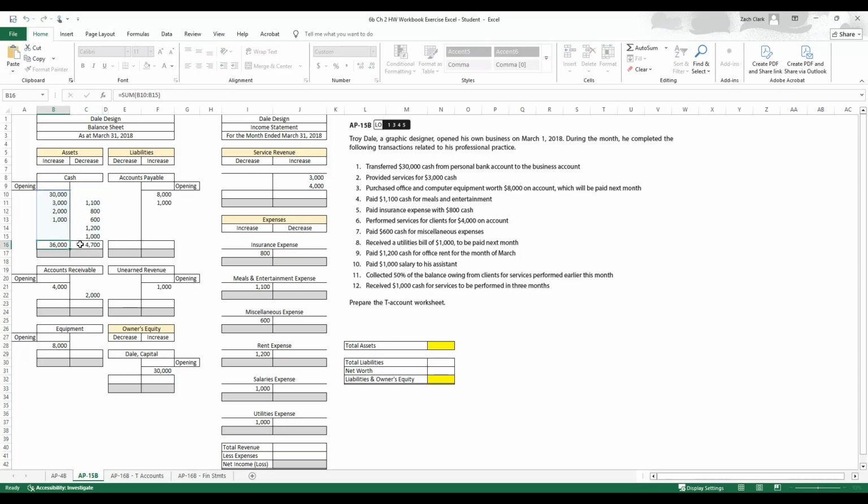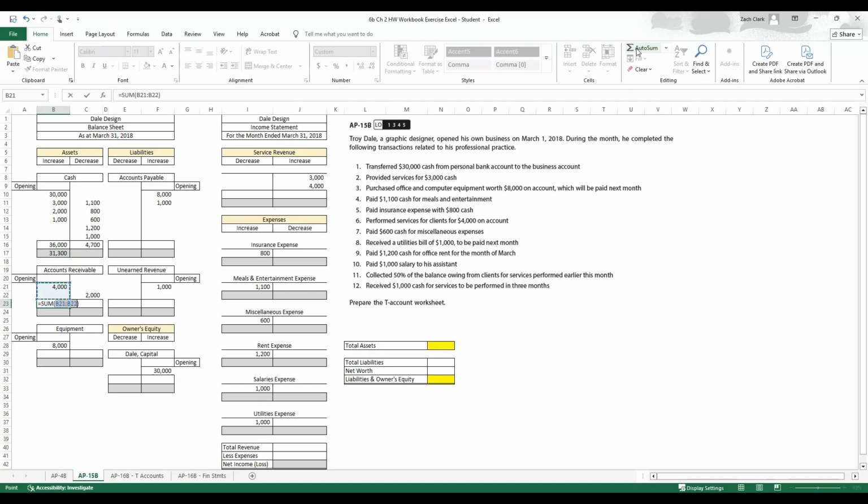So now you've copied that in a way, or you've dragged it and pasted it. So you basically copied the formula in here. That automatically updates there. So we have 36,000 increases, 4,700 decrease. So we take the bigger minus the smaller. We end up with cash of 31,300.